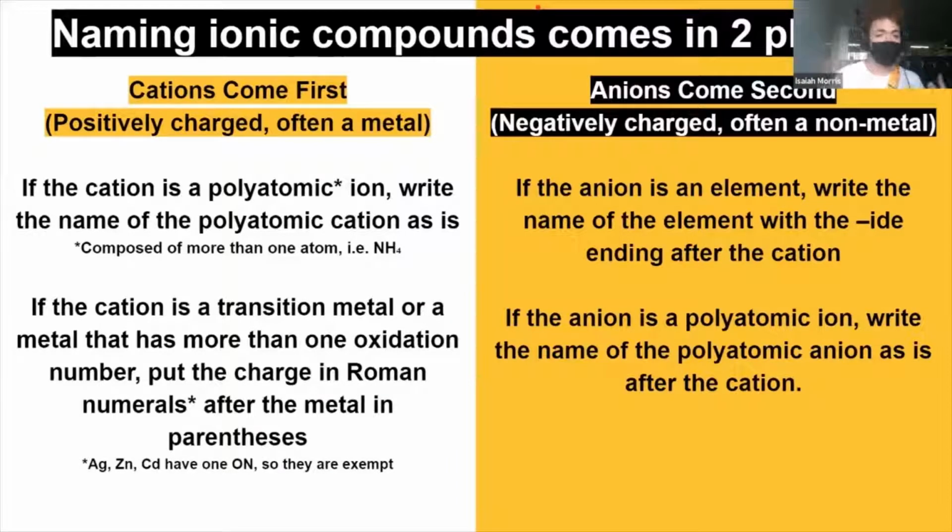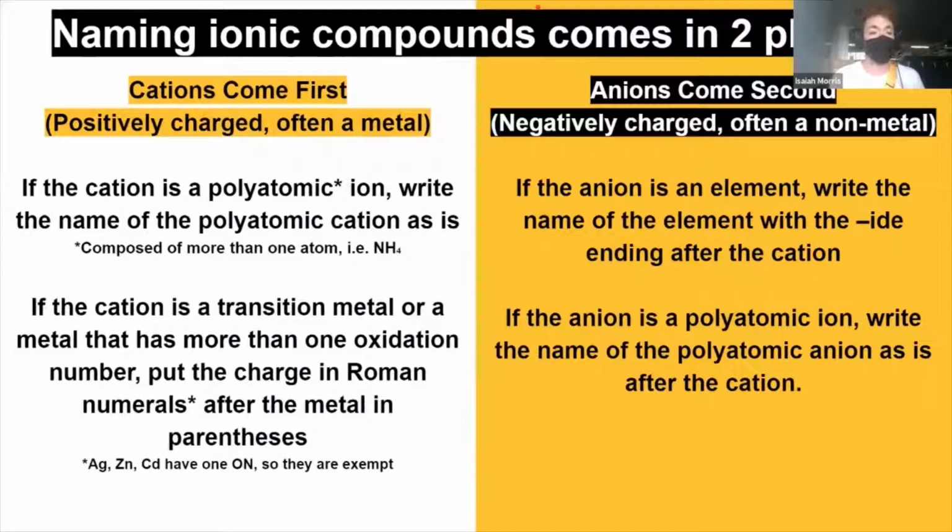Starting off with this, it's good to know that naming ionic compounds comes in strictly two phases. First, you always want to start with the cation. Good thing to remember is that cations come first, starts with a C. It's positively charged, often a metal. Two general rules of thumb: if the cation is a polyatomic ion, which essentially just means the ion is composed of more than one atom, i.e., ammonium, you write the name of the polyatomic cation as is.